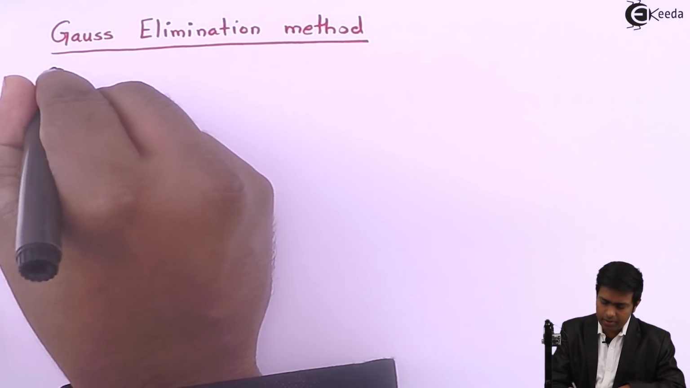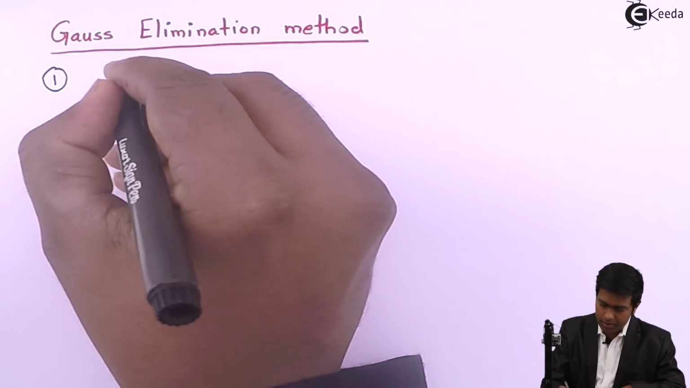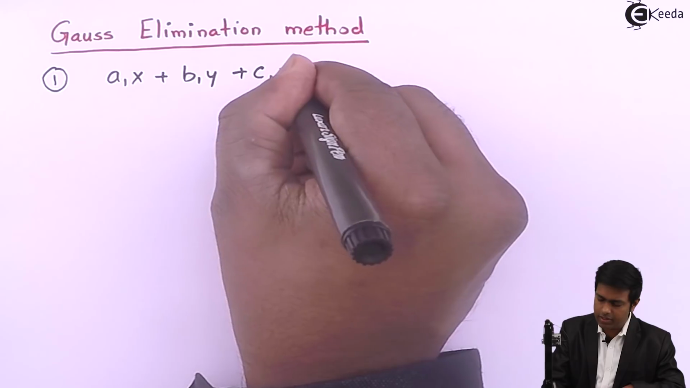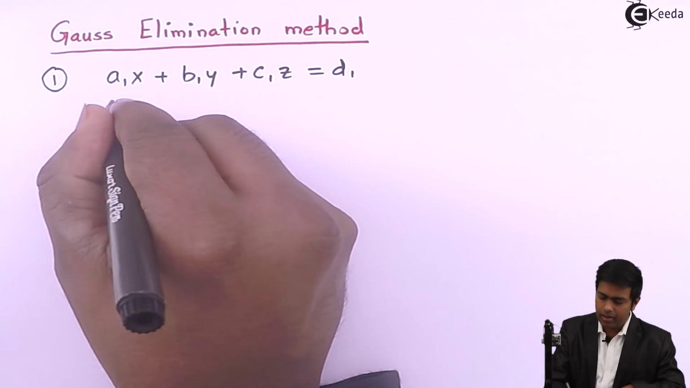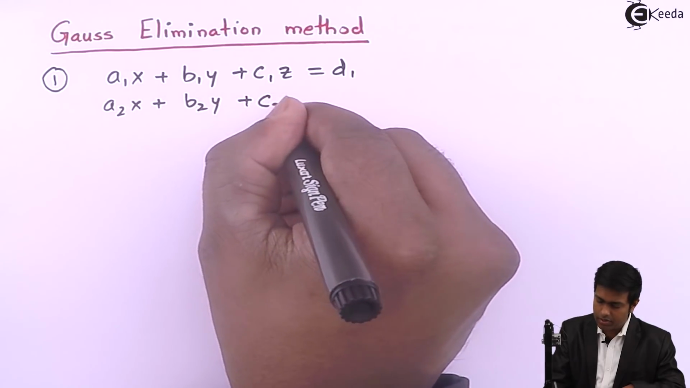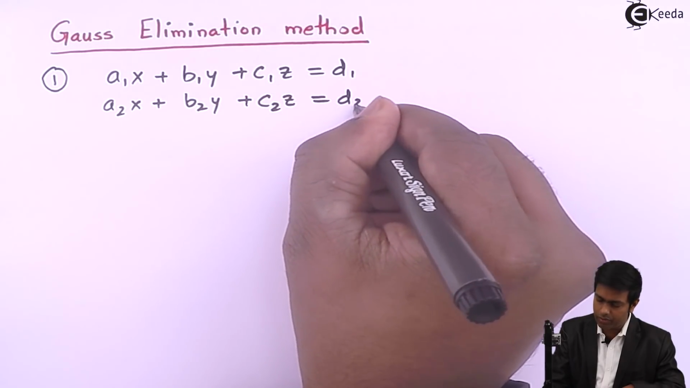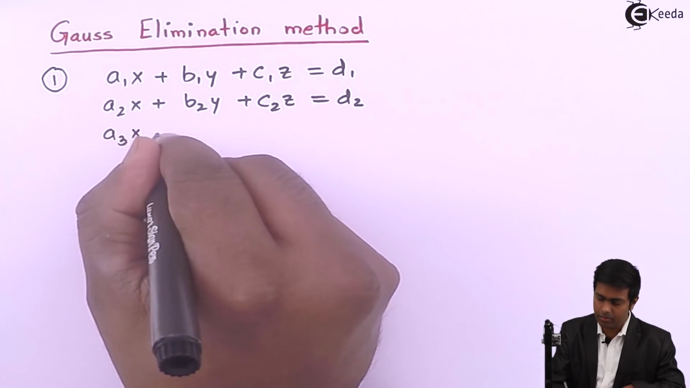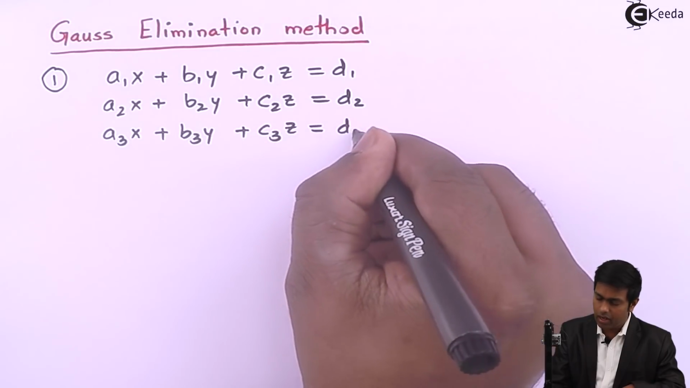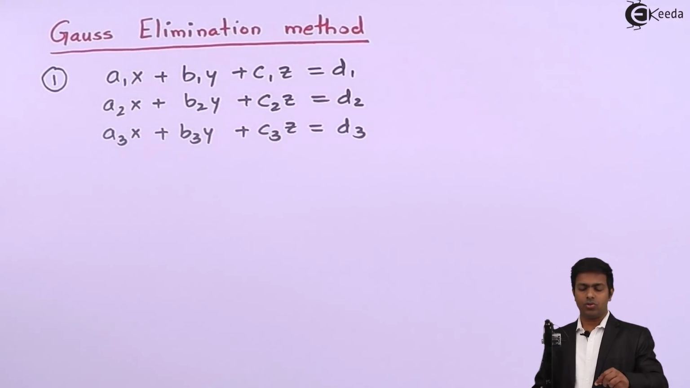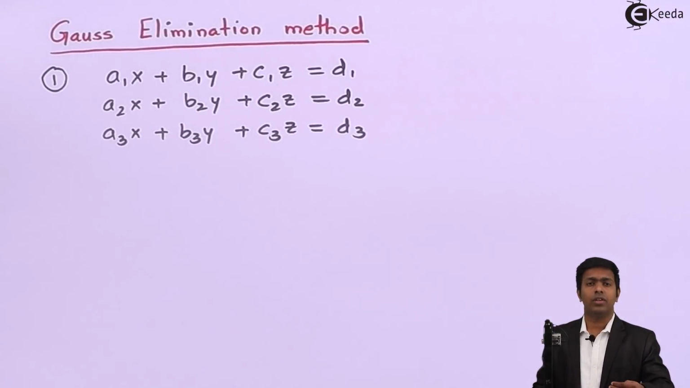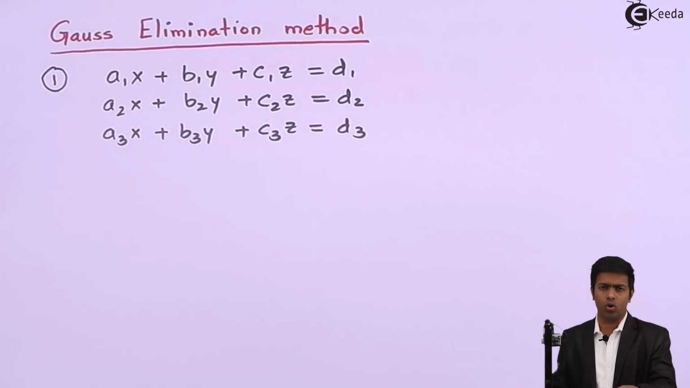So let's say a1x plus b1y plus c1z equal to d1, a2x plus b2y plus c2z is equal to d2, and a3x plus b3y plus c3z is equal to d3 are the three simultaneous equations. Here I am considering three simultaneous equations with three variables, but you may have 4 variables or 5 variables and so on.